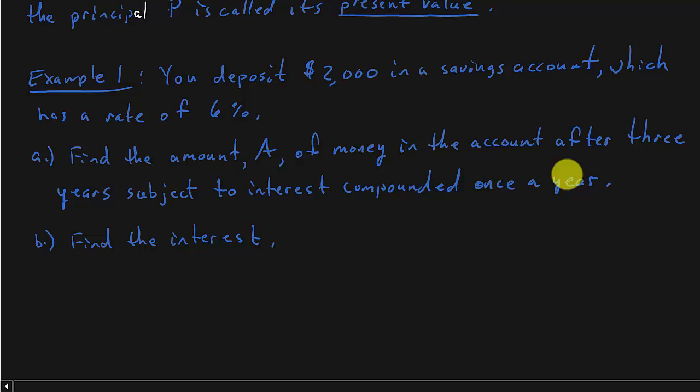All right. So you deposit $2,000 in a savings account, which has a rate of 6%. Find the amount A of money in the account after 3 years, subject to interest compounded once a year. Okay, so it's compounded once a year.